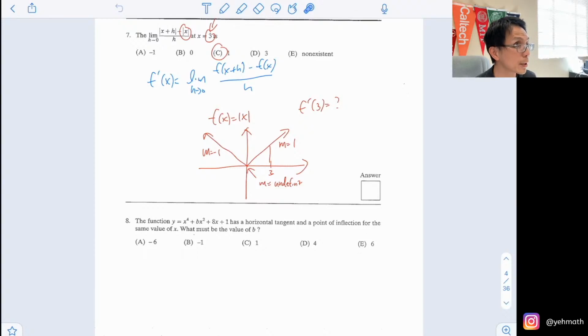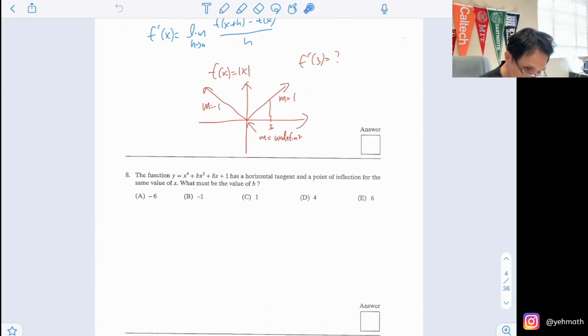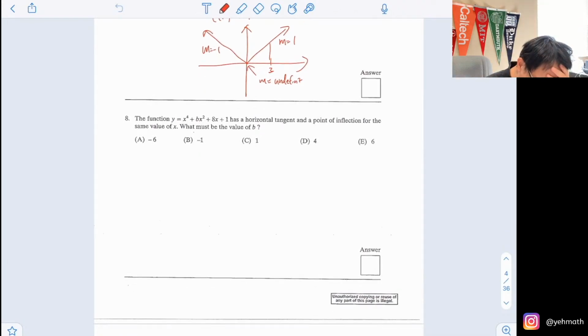Tangent is a slope. Horizontal line means it's equal to 0. So what happened is you're going to take a derivative, right? So y prime is equal to 4x cubed plus 2bx plus 8, and you're going to set it equal to 0. And then you're going to take the double prime, and it's going to be 12x squared plus 2b. And you have to set it equal to 0. Are we okay here? Because a point of inflection means f double prime of x equals 0.